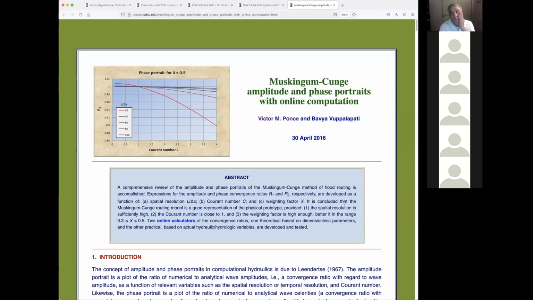Okay, so the story of this paper is that we had worked on it since I came across the Cunge paper in 1977.